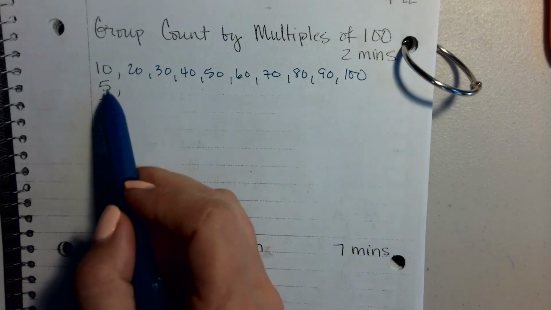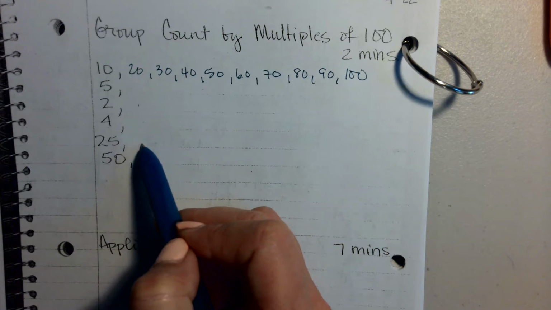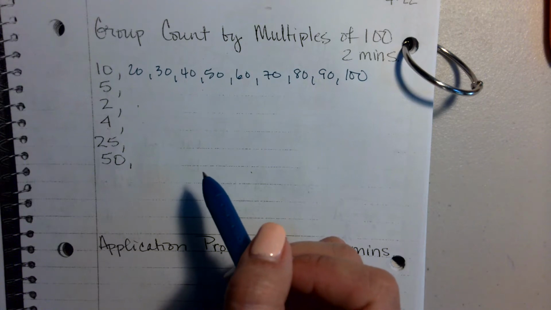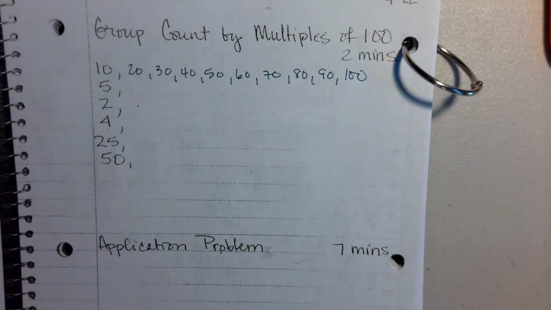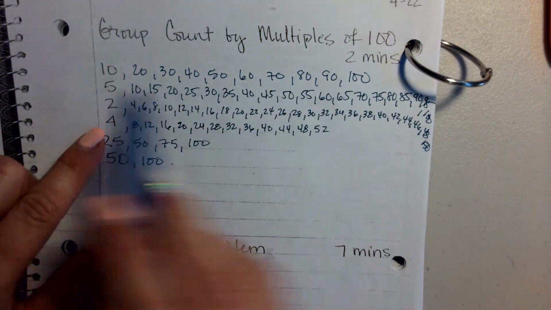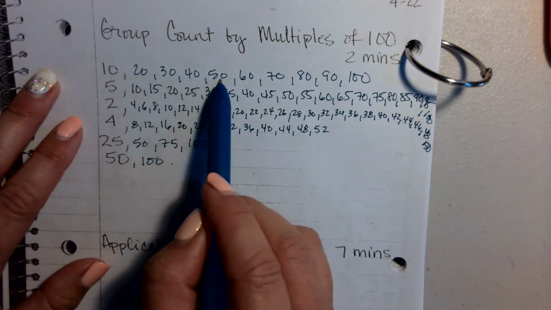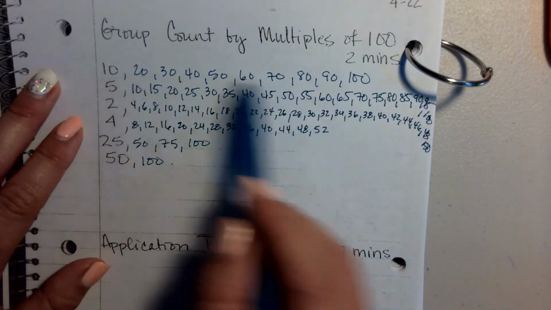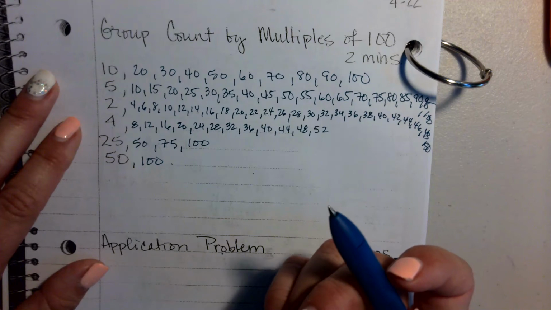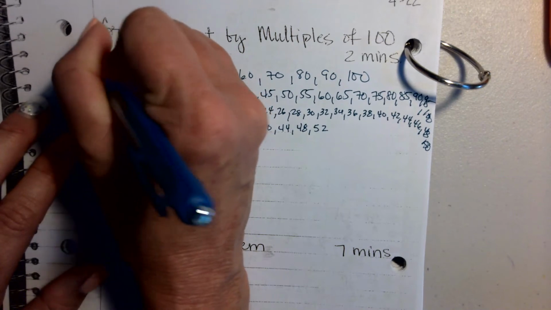So now I want you to group count by 5s, group count by 2s, group count by 4s, group count by 25s, all the way to 100 each time, group count by 50s to 100. All right, go ahead and do that, write it out, and then come back to check your work. Okay, so I stopped on a couple of these. So my question for you is 10, 20, 30, 40, 50, 60, 70, 80, 90, 100. How many 10s are in 100? How many groups of 10 are in 100? Well, there are 10. So it's 10 times 10 equals 100, right?